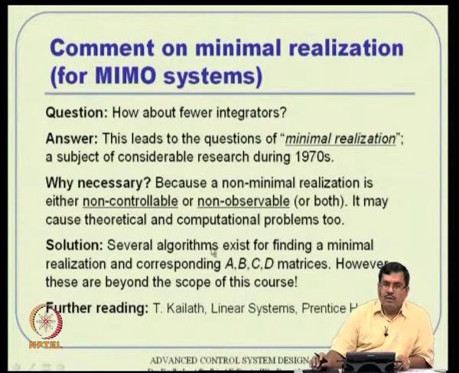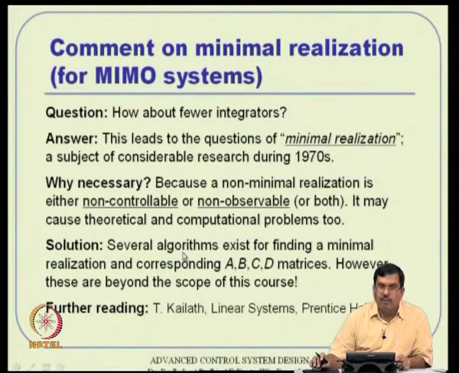Okay. So, there are solutions. People have thought a lot about this in the 1960s, late 60s and 70s as well, and several algorithms exist for finding a minimum realization. That means you start with probably a little higher order and then try to eliminate the variables that are not necessary, looking for variables which are linear combinations of other variables, so that you can eliminate them. So, these algorithms do exist for finding a minimum realization, and then the corresponding A, B, C, D matrices as well.